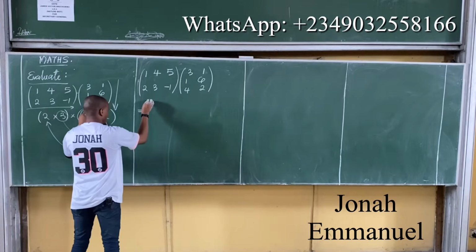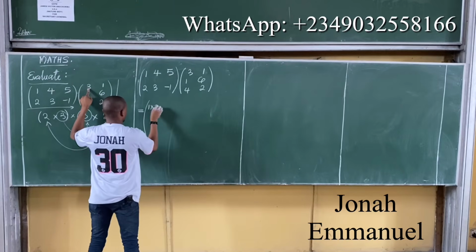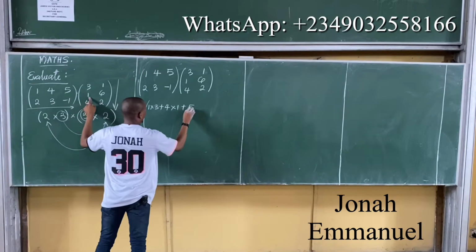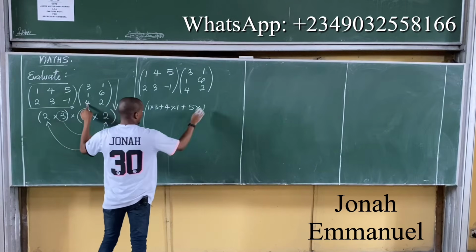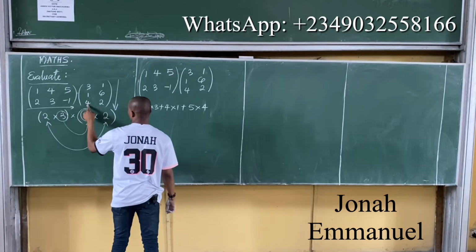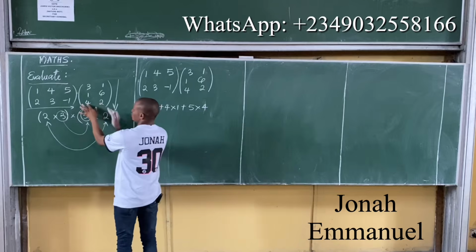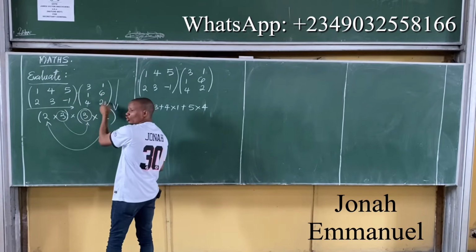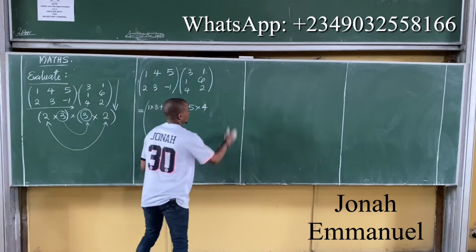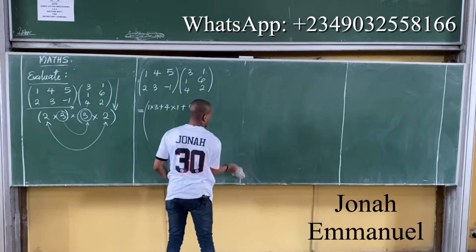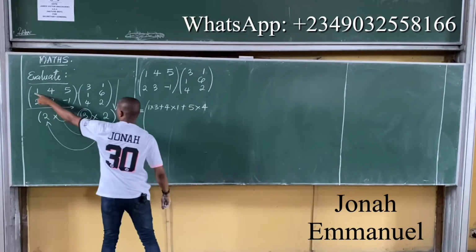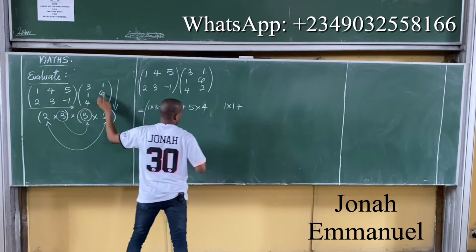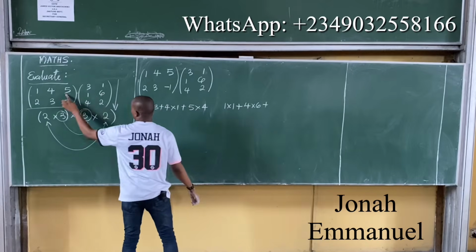First row to this. So what do I get there? 1 times 3, plus 4 times 1, plus 5 times 4. That's all. I'm still left with the second column here. For the first one, it was just one column, so we did this and stopped. But now, after using this row to multiply this column, there is still a second column. So take this to the second column: 1 times 1 plus 4 times 6 plus 5 times 2.